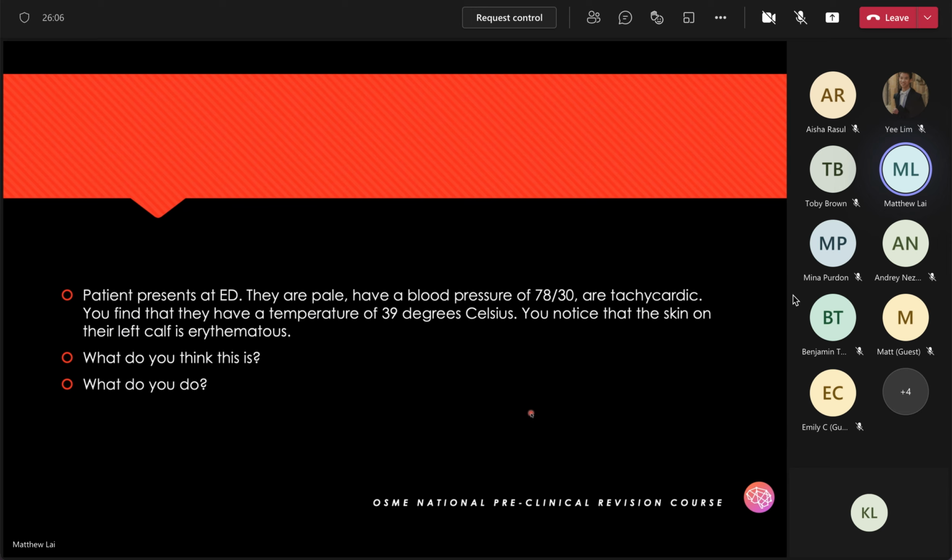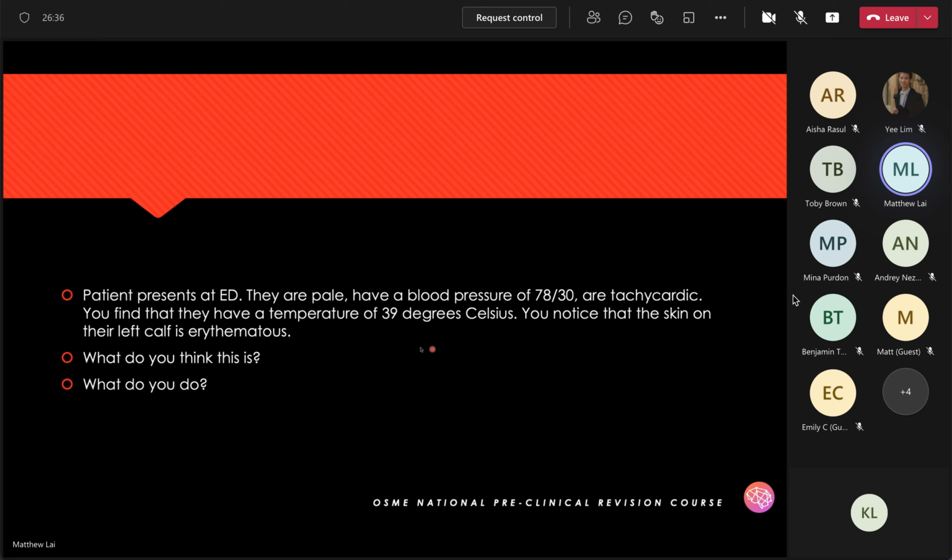So your patient presents at ED, they are pale, they have a blood pressure of 78/30, and they're tachycardic. You find that they have a temperature of 39 degrees Celsius. You notice that the skin on their left calf is erythematous, so it's red. So my two questions here, which you don't have to answer, but I'd just like you to think about, is what do you think could be going on here? And what would you do?